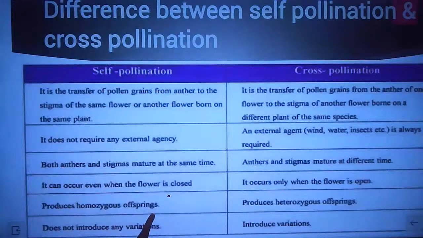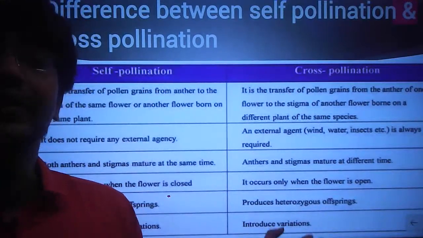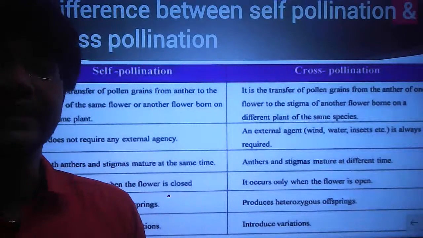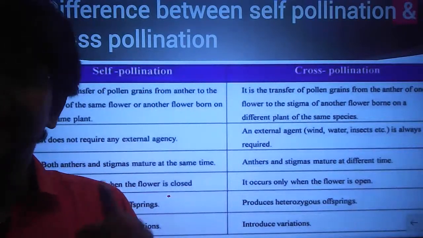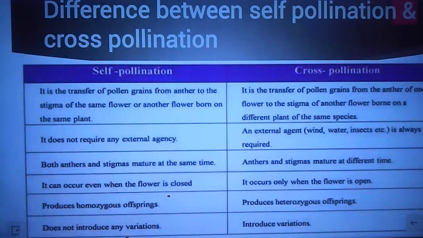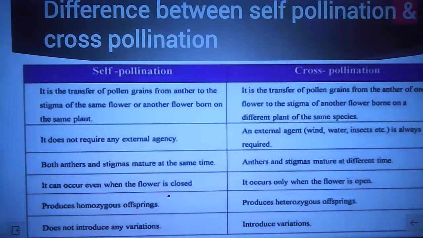At some point of time, this may lead to inbreeding depression also. We studied it already, the same thing we discussed in biotechnology, where breeding within the same species for more than 4 to 6 generations sometimes leads to inbreeding depression because there is no variation. Here also, self pollination does not introduce any variation, and this may even take the particular flower or plant to inbreeding depression.